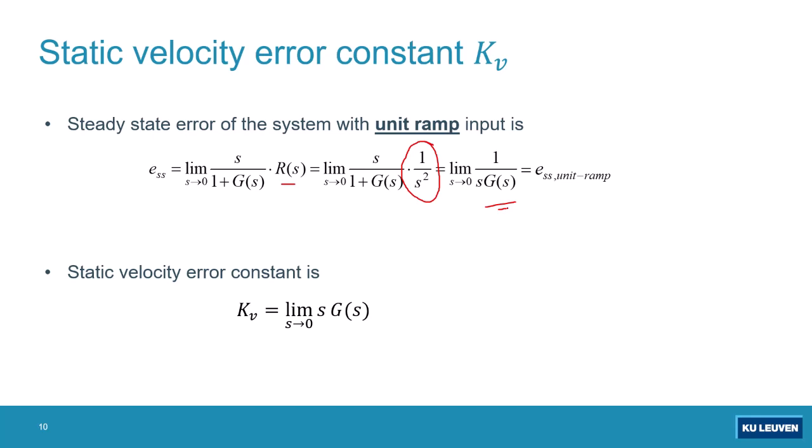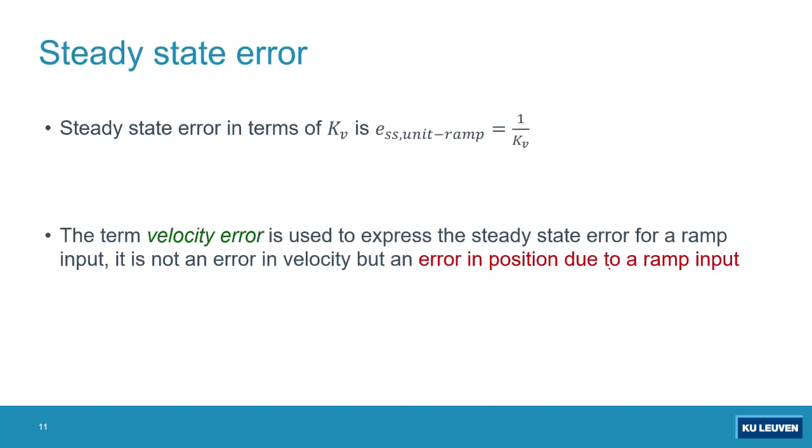Now, if I define a new variable that I call static velocity error constant, or Kv, where Kv is equal to limit s to 0 of s times G(s), I can immediately rewrite the steady state error due to unit ramp input as equal to 1 over Kv. So in this case, the steady state error because of unit ramp input will be inversely proportional to the static velocity error constant.